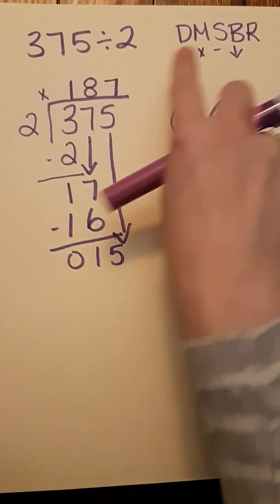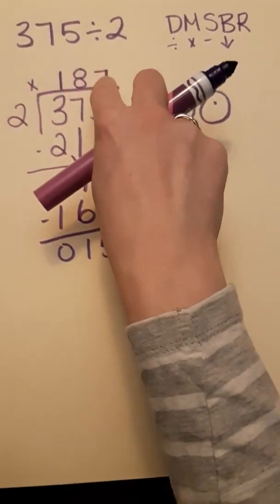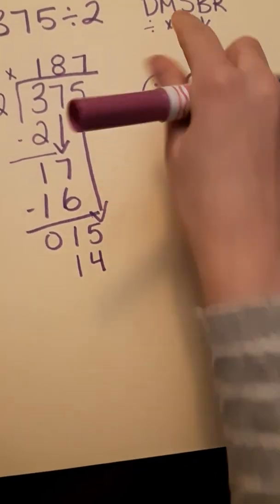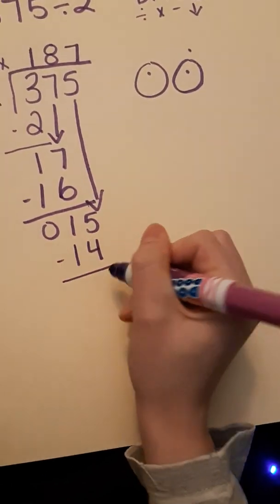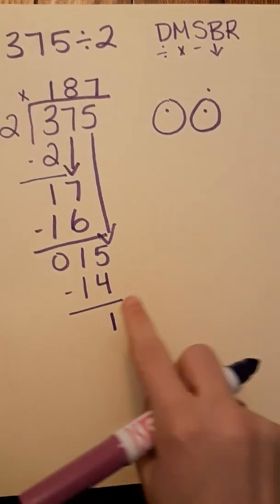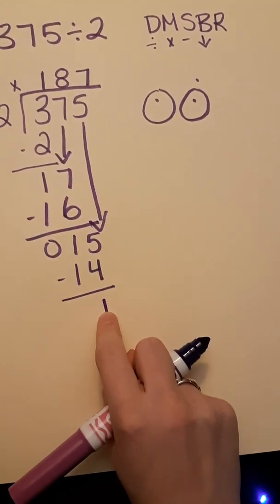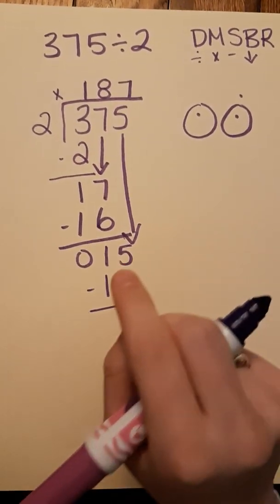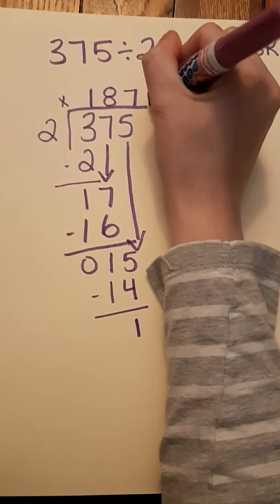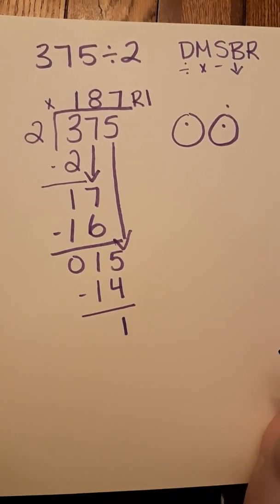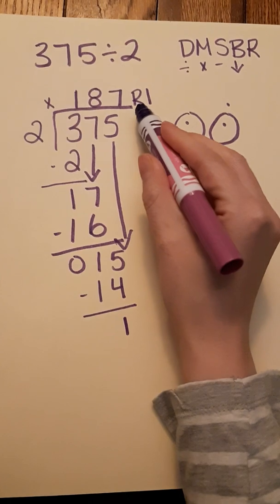Now I'm ready to multiply. 2 times 7 gives me 14. I can subtract. And I'm left with 1. Now, I can't divide 1 into two groups evenly. So I know that that's my remainder. And I can put that on the side here with an R, 1.